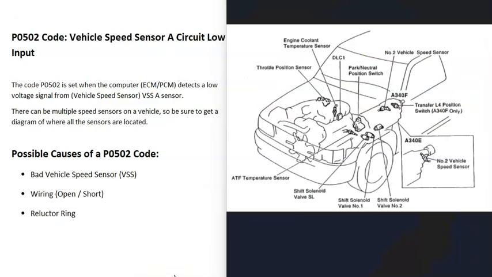And basically these speed sensors are just reporting back to the computer how fast the vehicle's moving, how fast individual tires are moving, and different things like this. And the computer uses this information to control shifting and different things along these lines. And when you get a P0502 code, the computer's seeing a problem with one of these and that the voltage on it is low. And so it's going to have to be troubleshot to know why.